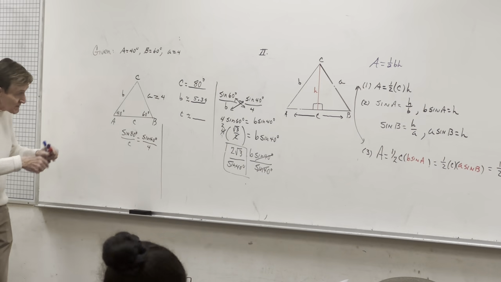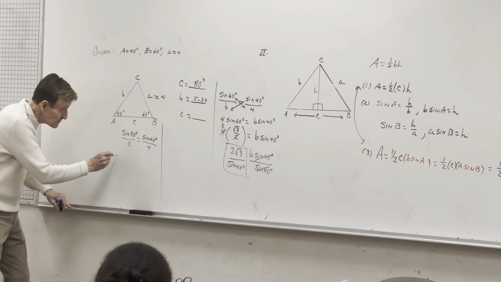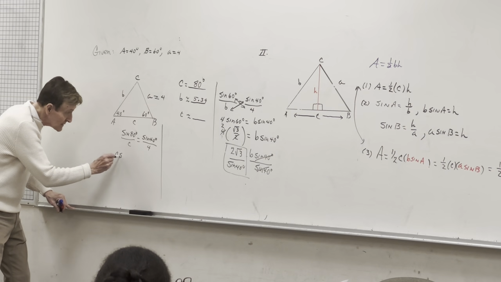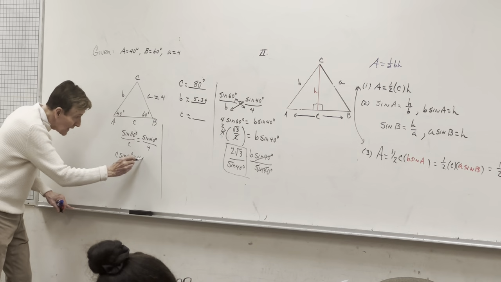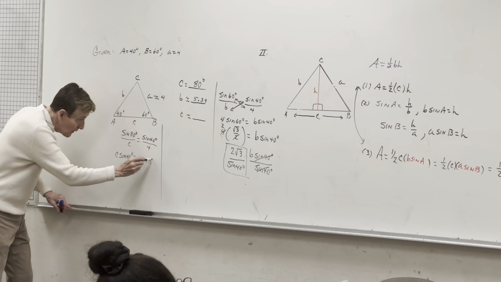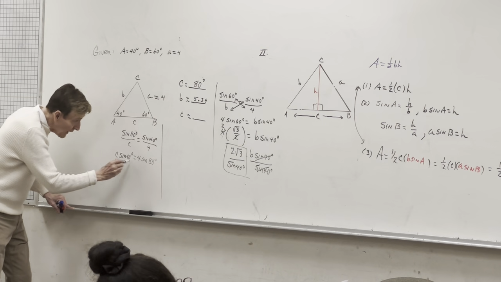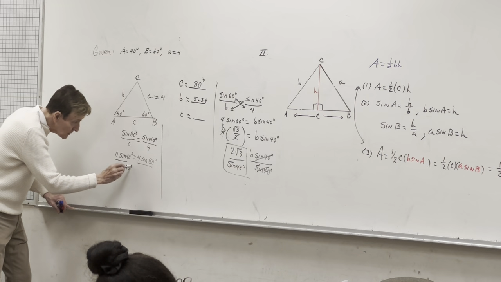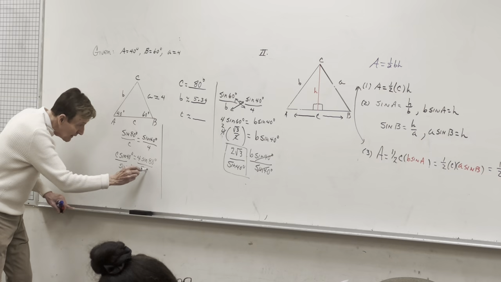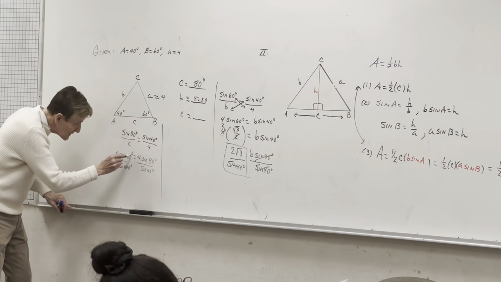Now, by the way, guys, the law of sines looks nice here. Let me do a quick cross multiplication. C sine 40 is equal to 4 sine 80. And we want to divide this by sine 40. Go for it. Okay, these cancel.